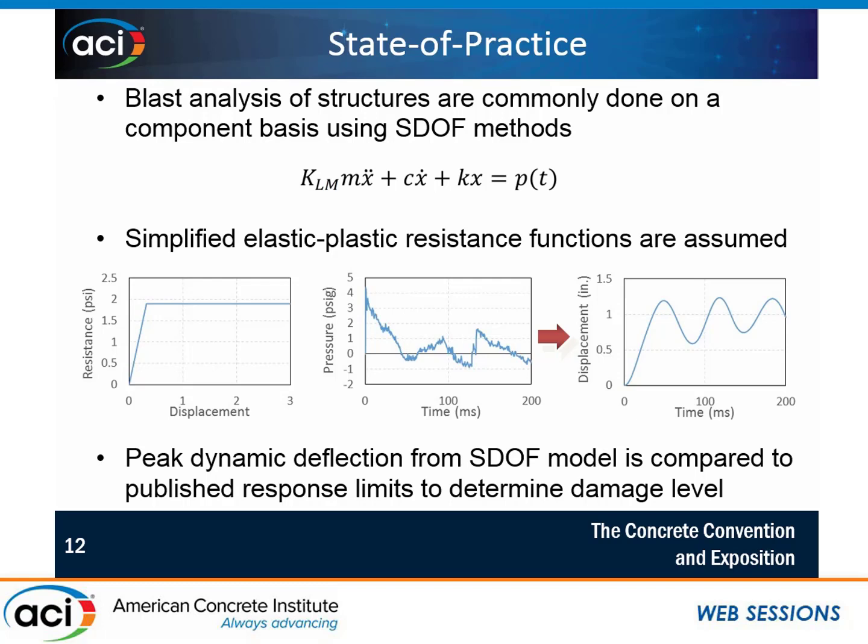So the graph on the far left, the way things are done right now is very simple. It's an elastic, perfectly plastic resistance function. So if you open up SBEDs, or if you were to make your own single degree of freedom model, that's usually the resistance function you're going to use. And then you've got your forcing function. This is an actual pressure trace from one of our tests. And that's your input there.